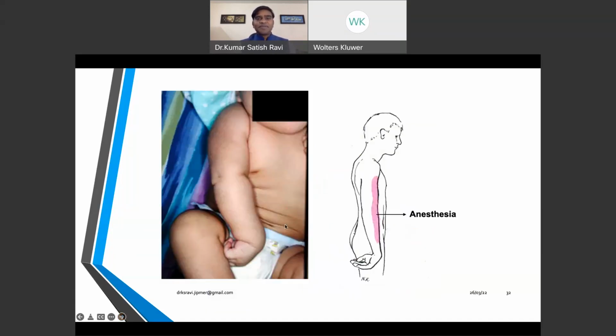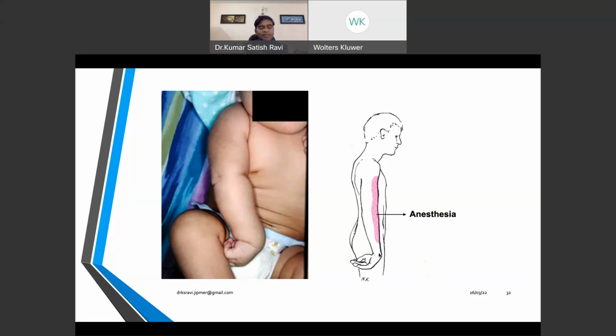And when you see the presentation of this Erb's palsy, what will happen? Abduction, lateral rotation of the arm, and flexion and supination of the forearm will be lost. So usually the presentation of Erb's palsy is the upper limb hanging by the side of the trunk, and you can see over here how the waiter's tip hand, or the policeman's tip hand, or the porter's tip hand is usually defined. We call this the presentation of Erb's palsy, right?